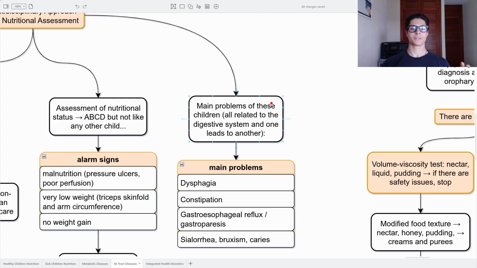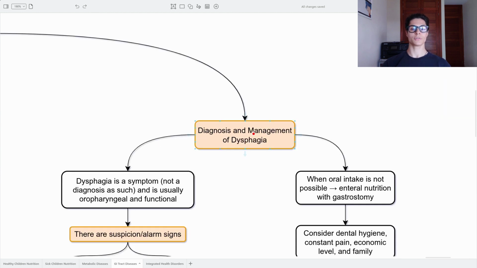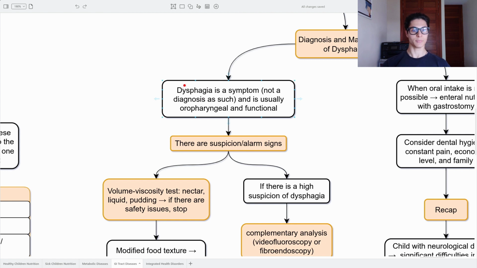The main problems of these children are all related to the digestive system, and one leads to the other. As you can see, dysphagia will lead to constipation, then to gastroesophageal reflux, gastroparesis, and then to sialorrhea, bruxism, and caries. The diagnosis and management of dysphagia, we have to classify it as a symptom. Dysphagia is a symptom, not a disease, and is usually oropharyngeal and functional, because there are other types of dysphagia as well, but this is the main one, oropharyngeal and functional.